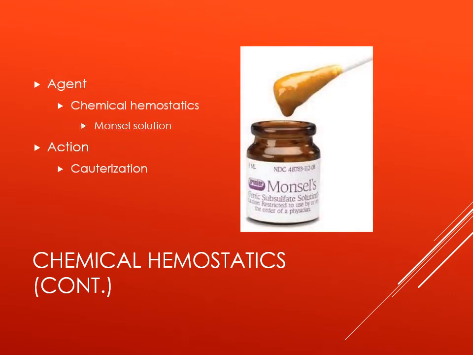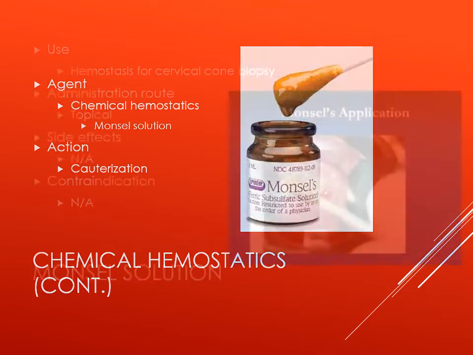Another chemical hemostatic is going to be Monsel solution. You can see it's almost like a thick brown syrupy looking solution. It also acts by cauterization or burning. This contains ferrous sulfate, sulfuric acid and nitric acid diluted with water. And they'll use a large Q-tip basically to paint that onto a bleeding area.